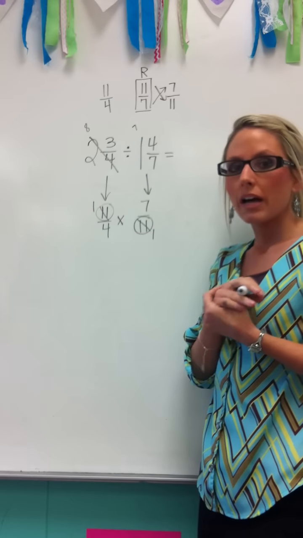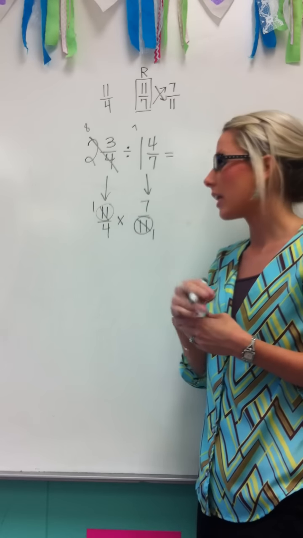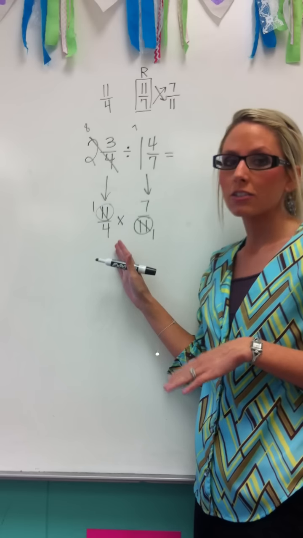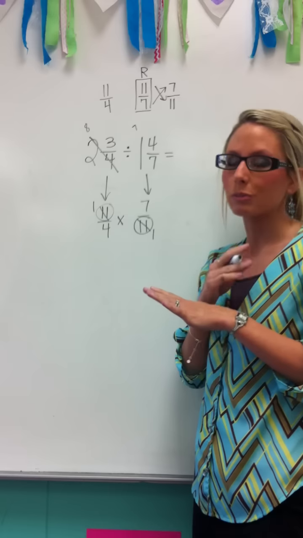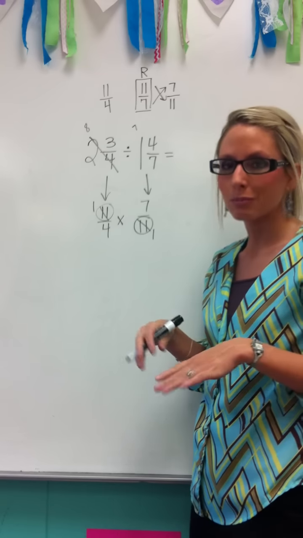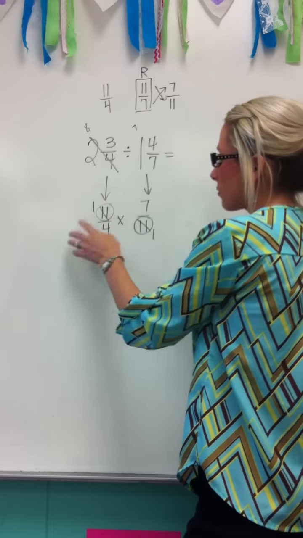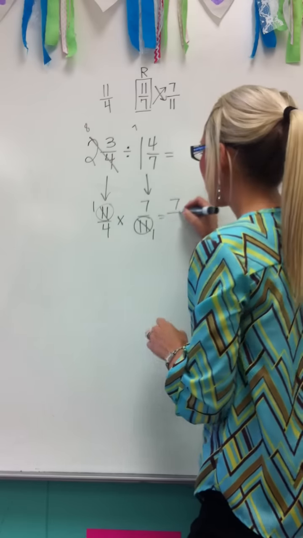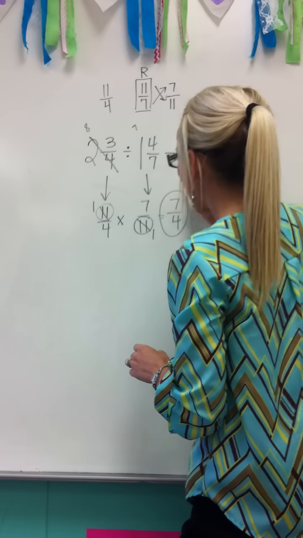So now I can multiply my numerators together, and then I can multiply my denominators. When multiplying fractions, you are not crisscross multiplying. Okay? No butterfly multiply. So numerators first. 1 times 7 is 7, and 4 times 1 is 4. So I'm going to get 7/4.